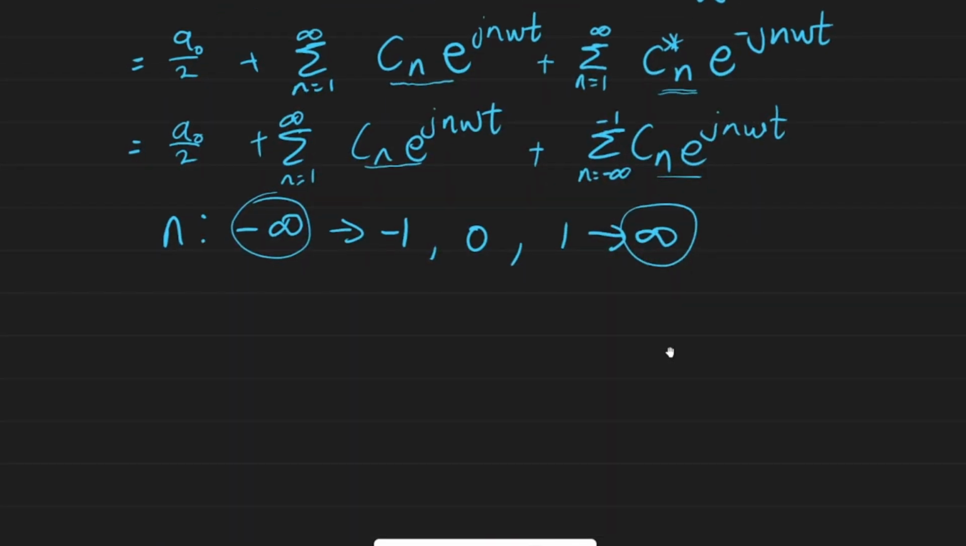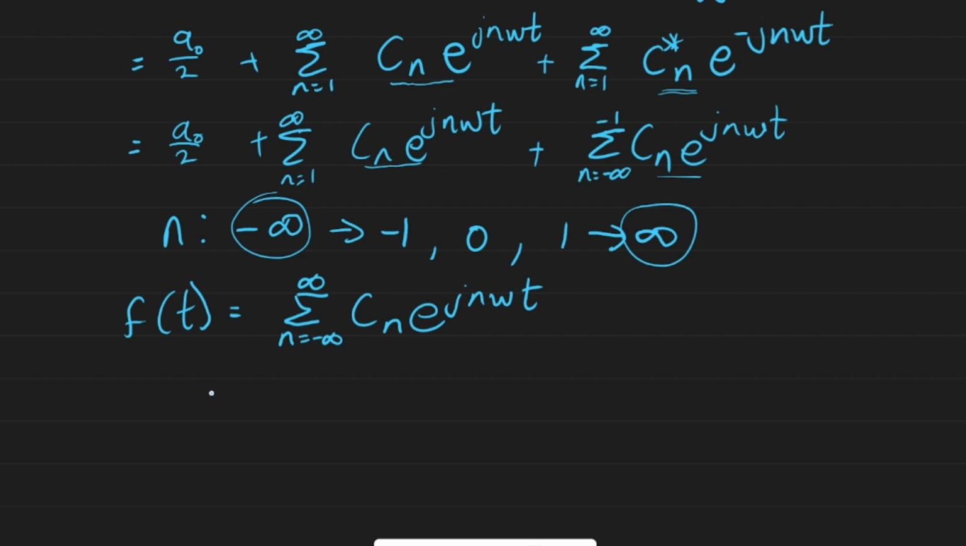So if we do that, what we get is that f(t) is equal to the sum where n goes from minus infinity to positive infinity of Cn e to the power j n omega t. So this is the Fourier series written in terms of this complex exponential. And if we were to try to write functions in terms of this form of the Fourier series, all we would need to do is find this coefficient Cn.